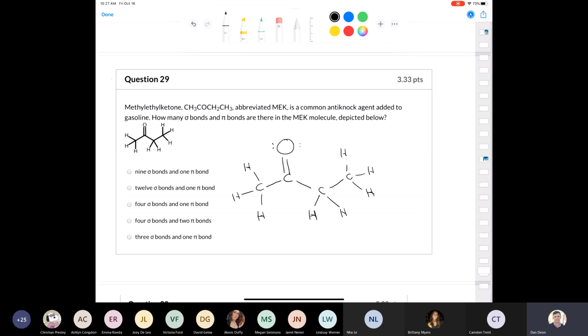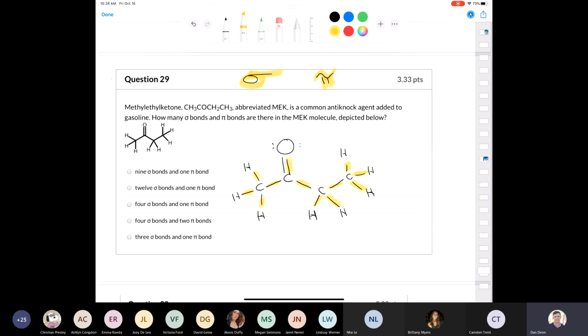Remember, the first bond between 2 atoms is always a sigma bond. If I have my sigmas in yellow, this is a sigma, sigma, sigma, sigma, sigma, sigma, sigma, sigma, sigma, sigma, sigma. Anytime you just have one bond between 2 atoms, it is a sigma bond. Now remember, the first bond is always a sigma bond. You see there's a double bond to the oxygen. I could highlight either one of those as the sigma, I don't care. Either way, one of those bonds is a sigma. Anything after a sigma is a pi bond.